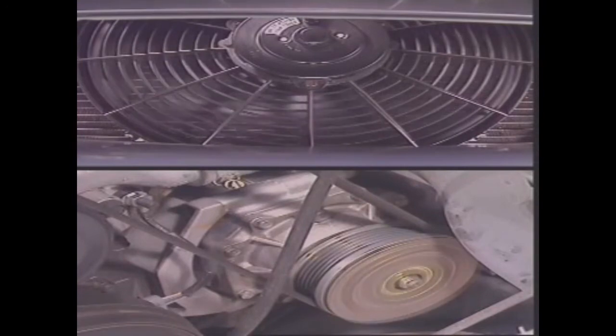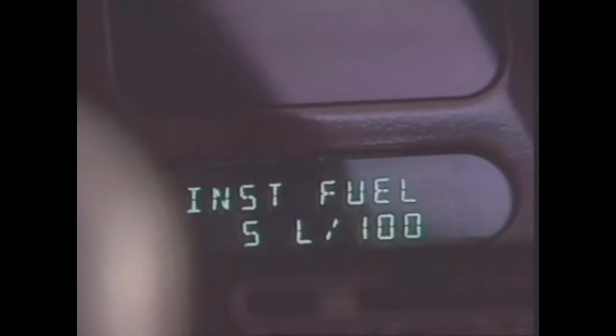The cooling fan is switched on automatically when the air conditioning is switched on. Instantaneous fuel consumption can be displayed on the instrument panel in front of the driver.